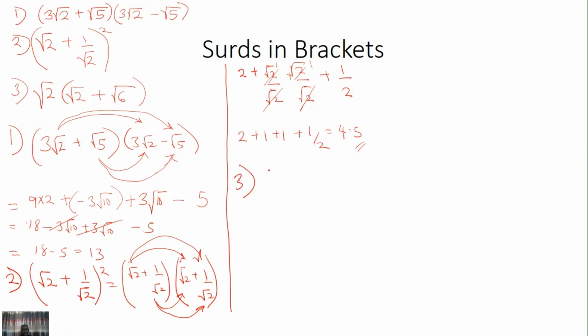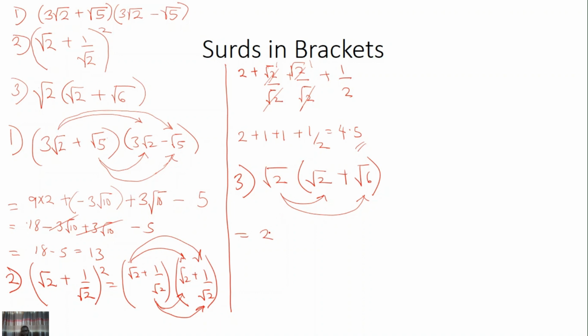Let's go to exercise number 3, which is root 2 into bracket root 2 plus root 6. Let's use the same method that we used for the earlier examples. This times this, then this times this. Okay, which will be equal to root 2 times root 2. That will be equal to 2.